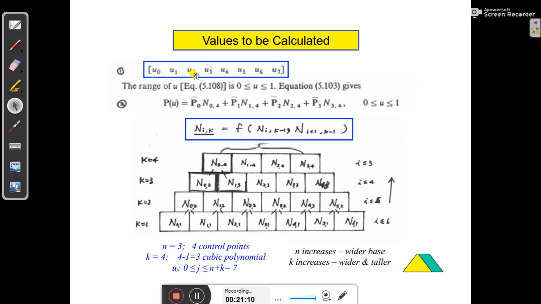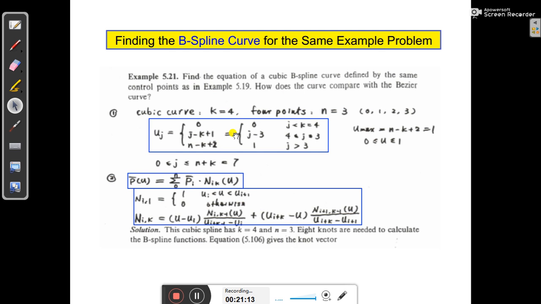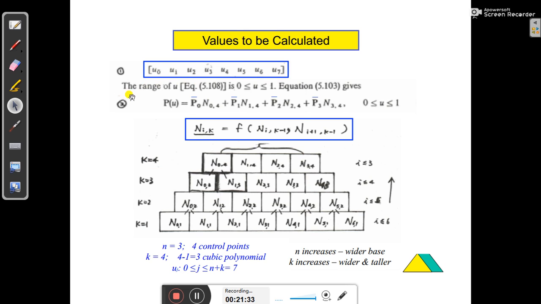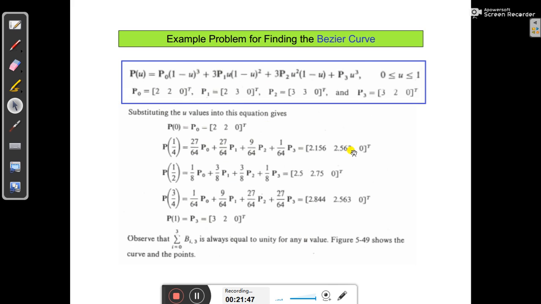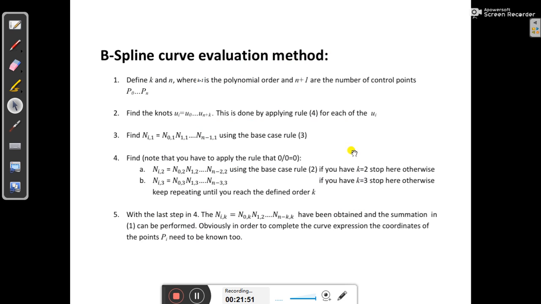U0, U1, U2, U3, U4, U5, U6, U7, these are the knots. J ranges from 0 to 7, that is why there are 8 knots. The range of u is 0 less than or equal to u less than or equal to 1. The value of u is between 0 and 1, but the number of knots is 8. P(u) is this equation, because we got it from here.